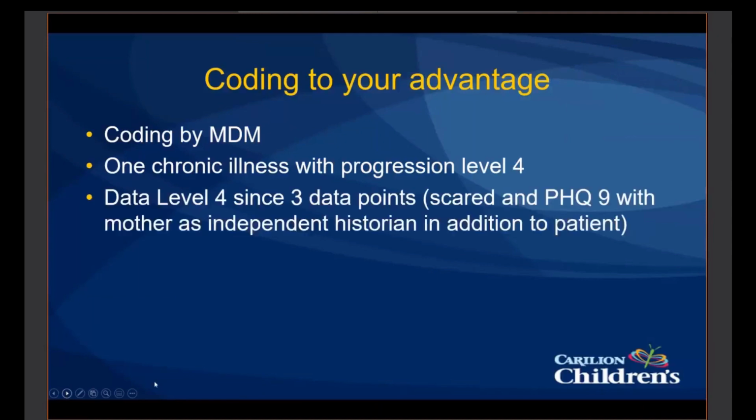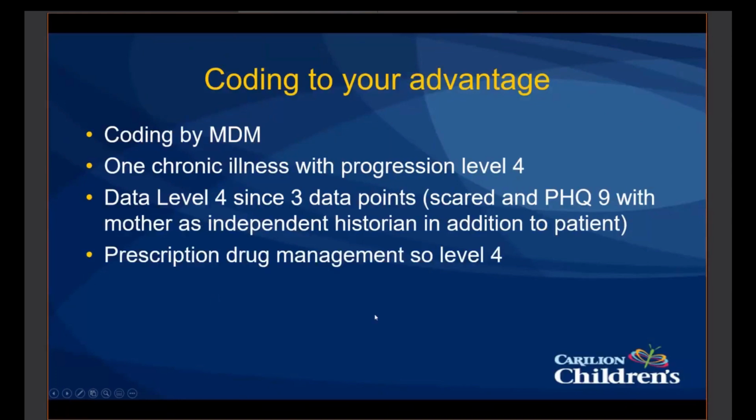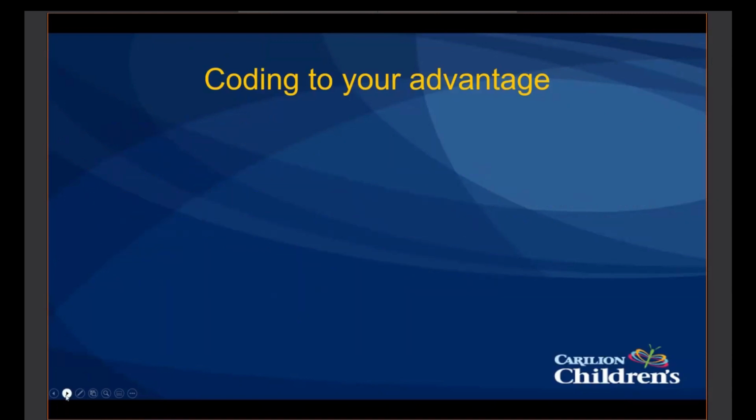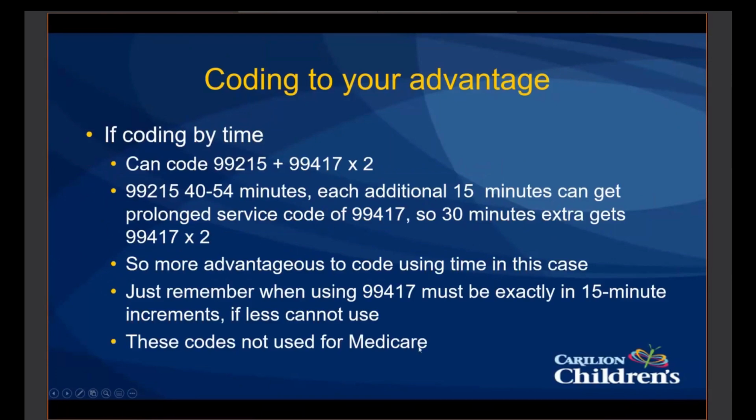Hannah had a question about, does assessing for suicidality not make it a level 5 due to MDM? Yes, it would, but then you cannot add the prolonged services. So to add the 99417, you have to code by time, and that is to your advantage. All right, any other questions that you can type it in?